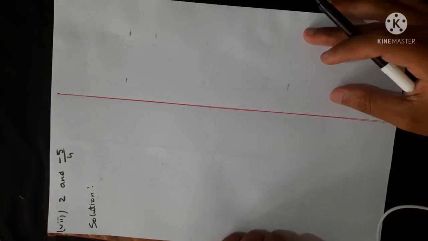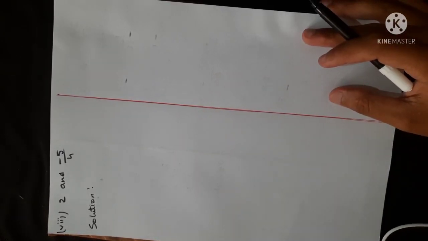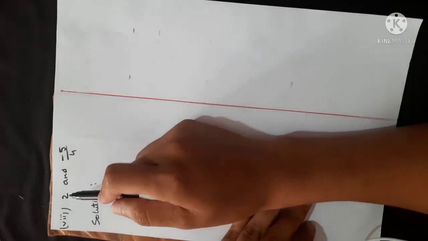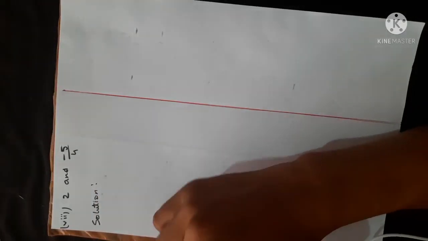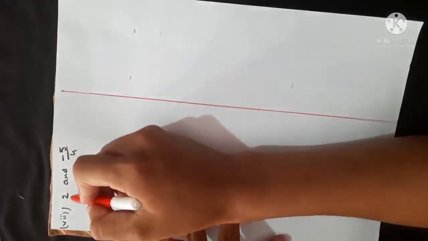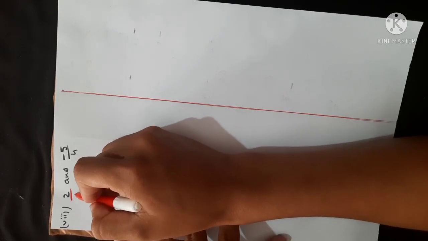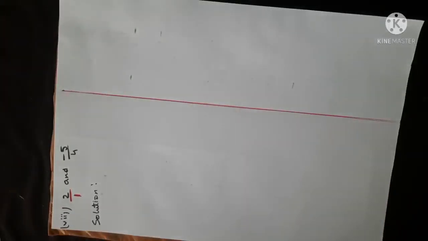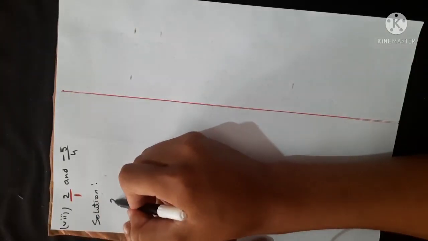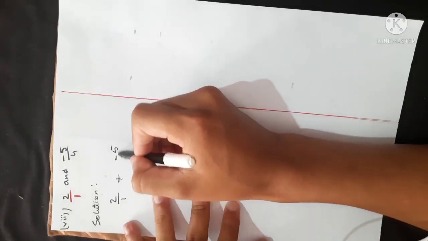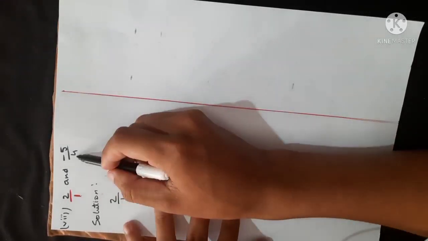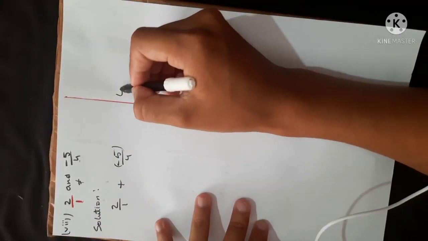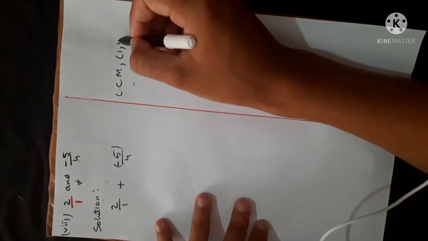Next question, question number 8. 2 and minus 5 by 4. Here, there is no denominator in 2, isn't it? If there is no denominator, the denominator is always 1. Remember that. So this is 2 by 1 plus minus 5 by 4. Again, this is 1, this is 4, so the denominators are not equal. So we first find the LCM of the denominators 1 and 4.